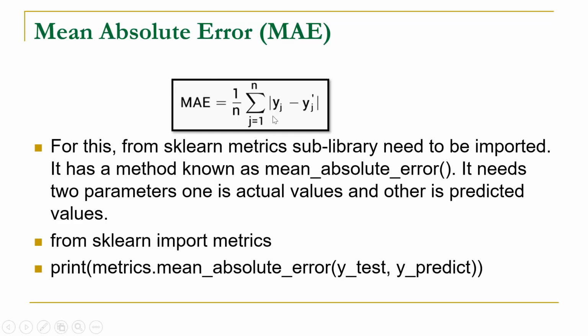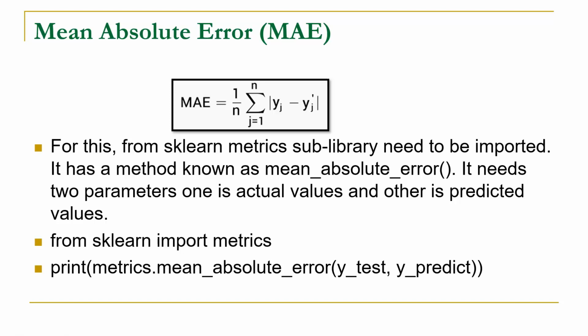You can see the formula of mean absolute error. This is the mean of absolute difference between actual and predicted value. Here y j indicates actual value while y j dash indicates predicted value. We are taking their absolute difference and ultimately we are finding their average or mean.